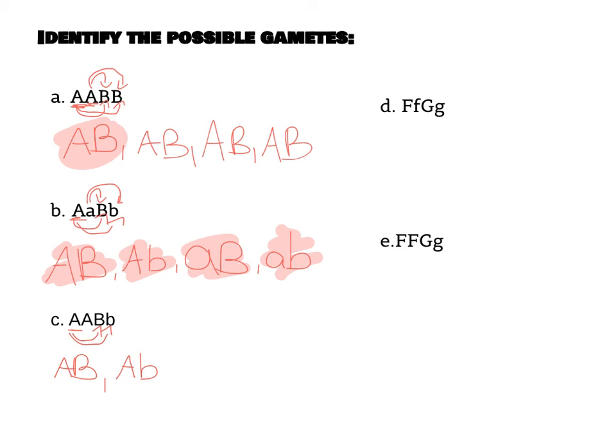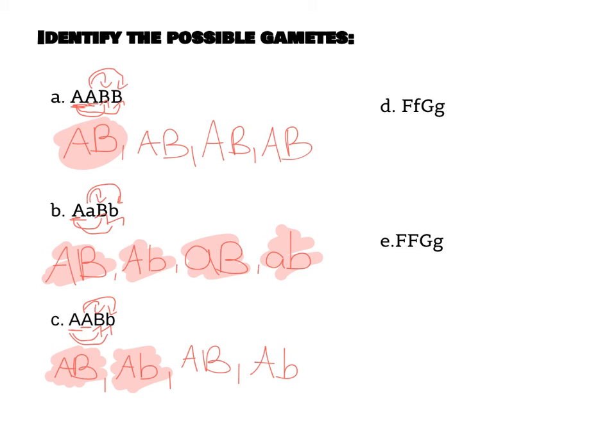All right, I've done all I can do with my first A, so now I'm going to move to my second A. Take it to my first B. And then my second A to my second B. All right, do I have any repeats? I sure do. So I only have 2 different kinds of gametes.